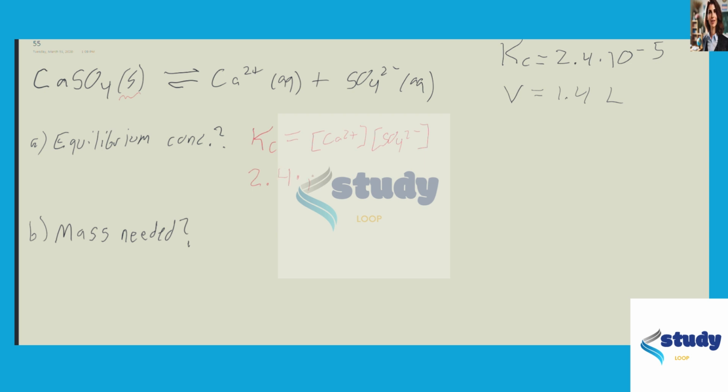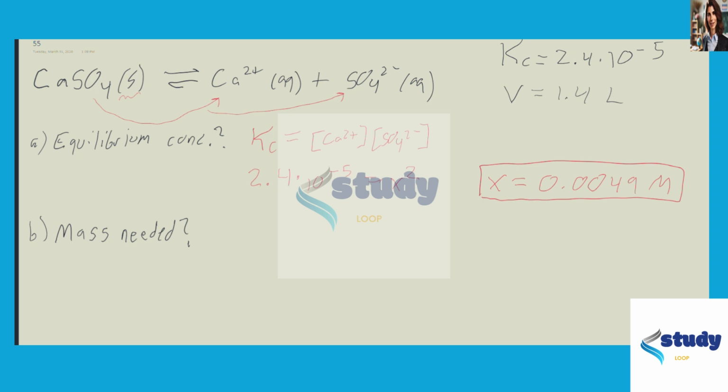So we're going to plug in for Kc, 2.4 times 10 to the minus 5, and that's going to equal x squared, because we are saturated from our solids, so when we dissociate, we form equal amounts of both the calcium and the sulfate. We can take the square root of this number to find that our equilibrium concentration is 0.0049 molar.